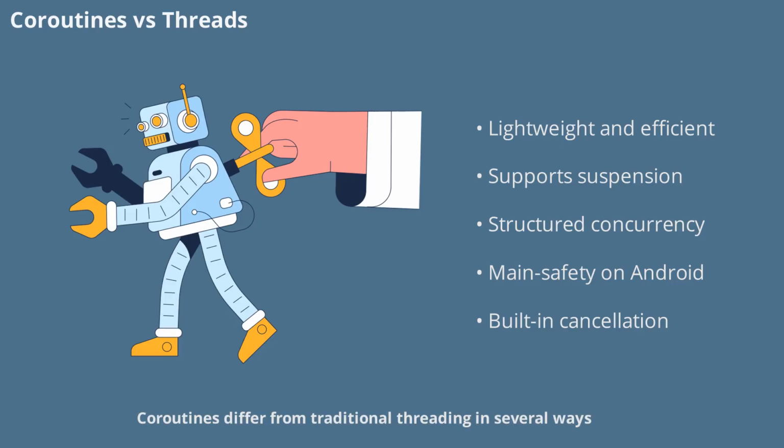Coroutines differ from traditional threading in several ways. They are lightweight, allowing many coroutines to run on a single thread due to their support for suspension. Suspension lets you pause a coroutine and resume it later, saving memory and supporting numerous concurrent operations. Coroutines also follow structured concurrency, tying their lifetime to a specific scope, which helps avoid memory leaks. On Android, coroutines offer main safety, ensuring long-running tasks don't block the main thread. Built-in cancellation support simplifies resource management, and cooperative multitasking lets coroutines yield control back to the scheduler.